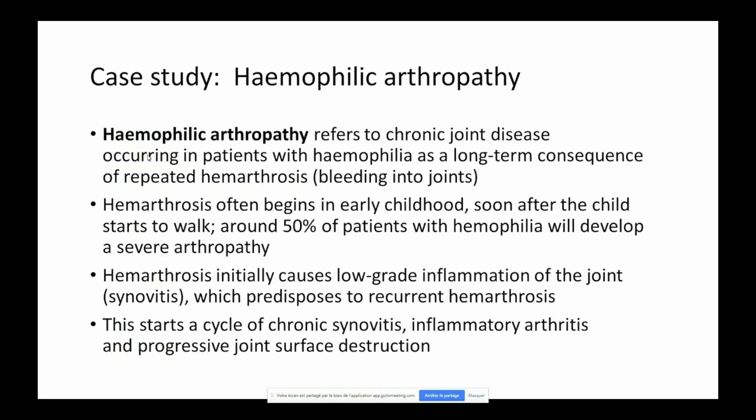So we'll explain that hemophilic arthropathy refers to chronic joint disease, and that hemarthrosis often begins in early childhood, soon after the child starts to walk. Around 50% of patients with hemophilia will develop a severe arthropathy. Hemarthrosis, the bleeding in the joint, initially causes low-grade inflammation, so synovitis, which predisposes to recurrent hemarthrosis and recurrent synovitis. This starts a cycle of chronic synovitis, inflammatory arthritis, and progressive joint surface destruction.